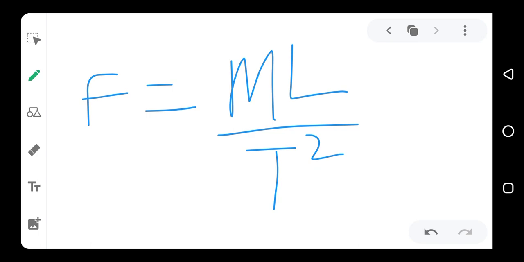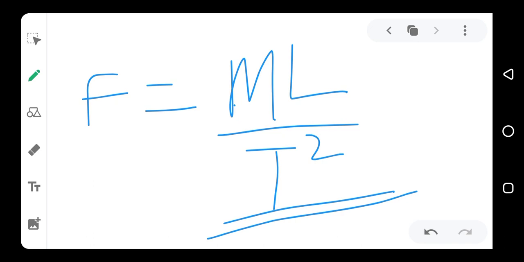ML over T squared. This is the dimension of force. And so we now look for the units of force. For us to get the derived units for force, we just come here and look for the unit of M, which represents mass, the unit of L, which represents length, and the unit of T, which represents time. Then if there is any superscript, we put it there.